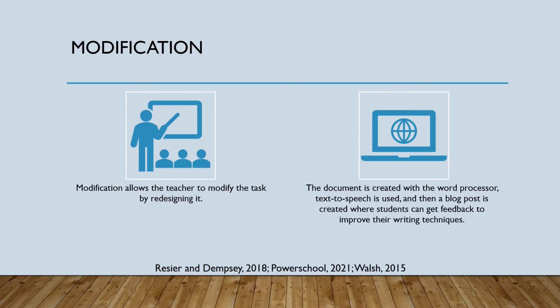The third step is modification. Modification allows the teacher to modify the task by redesigning it. So let's take our handwritten document. Let's use the word processor and text-to-speech, but then let's create a blog post where students can get feedback in order to improve their writing techniques.